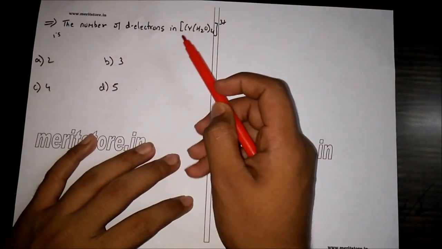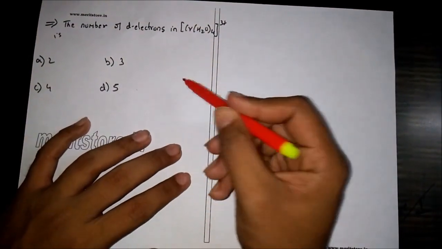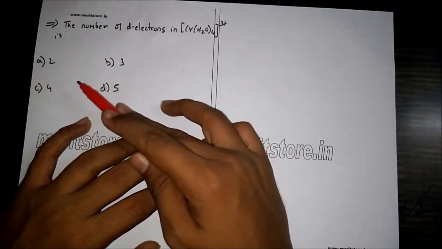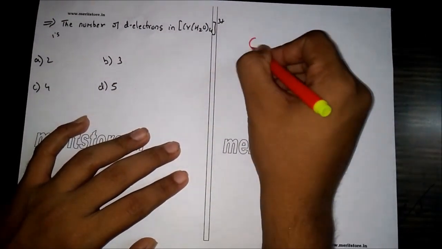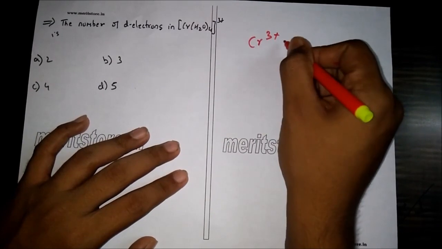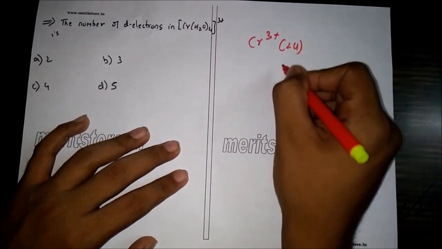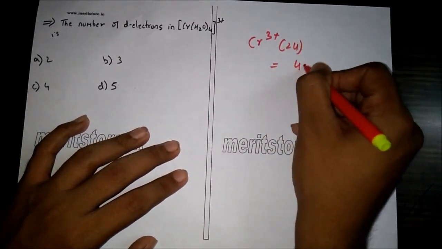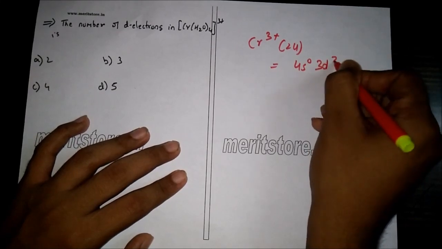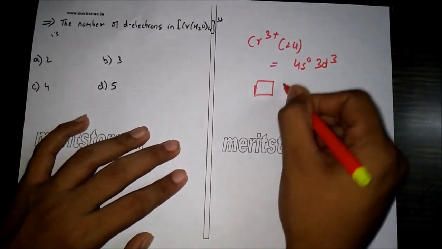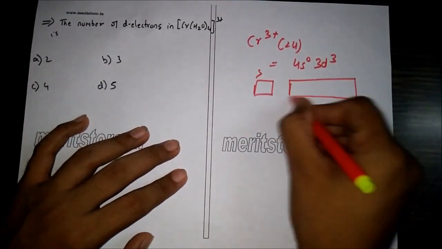The number of d electrons in [Cr(H2O)4]3+ is A) 2, B) 3, C) 4, or D) 5. Now chromium 3+ has an atomic number of 24 and will have an electronic configuration of 4s0 and 3d3, which will be paired as s and d.